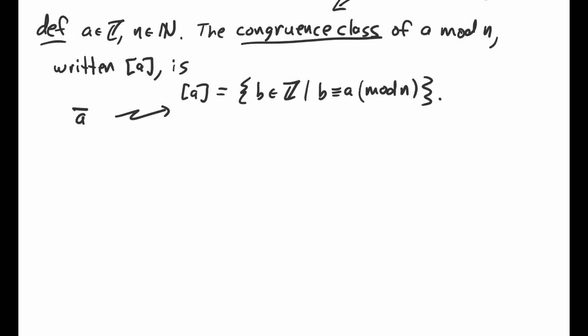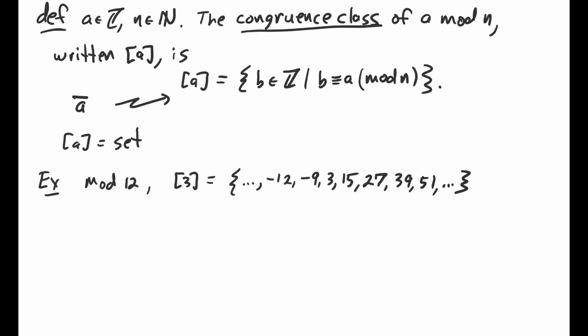The first thing that we really want to emphasize is that these congruence classes are sets. It's not a number, it's a set. It's a collection of all the things that are congruent to A mod n. So, for example, if we work mod 12, then the congruence class of 3 is just all the integers that are congruent to it mod 12. So that's a big list. Here's some of them: negative 12, negative 9, 3, 15, 27, 39, 51, and keep adding 12 or subtracting 12 as long as you want.